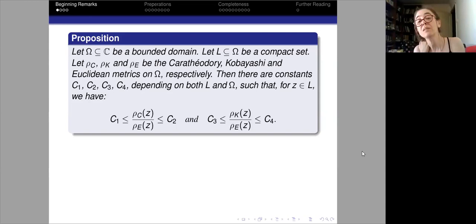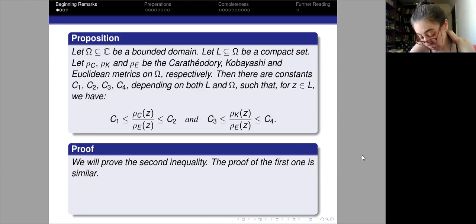c1 is less than or equal to rho_C(z) over rho_E(z), which is less than or equal to c2. And the same is true with the Kobayashi metric and with c3 and c4. Note that this shows that the Kobayashi metric, Carathéodory metric, and Euclidean metric are equivalent on bounded domains. Now we will prove the second inequality. The proof of the first one is similar, actually a little bit easier.